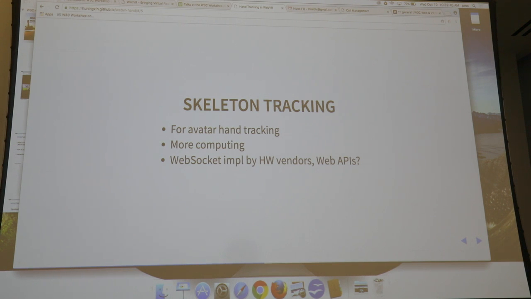But I would like to mention that there is no web standard for this today. Typically, hardware vendors use a WebSocket-based solution to expose their proprietary APIs to the web. This is one area we need to figure out.